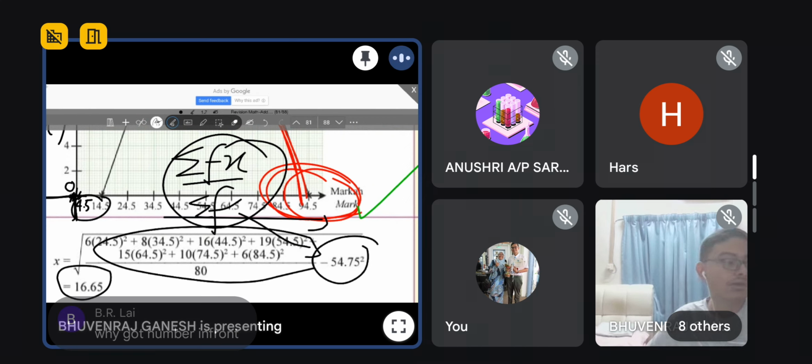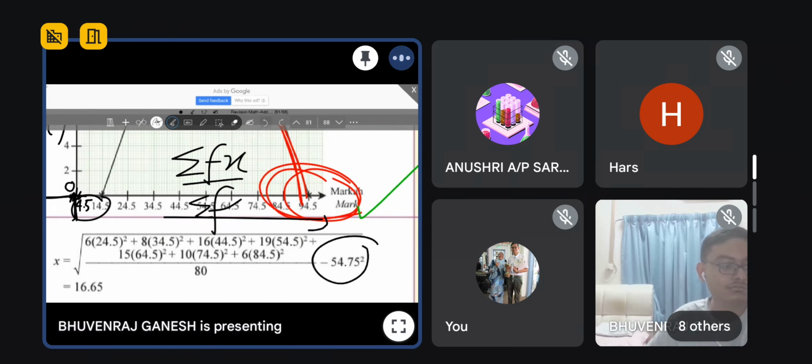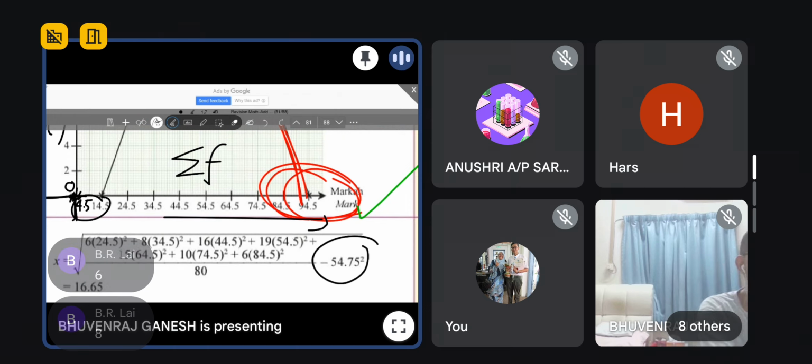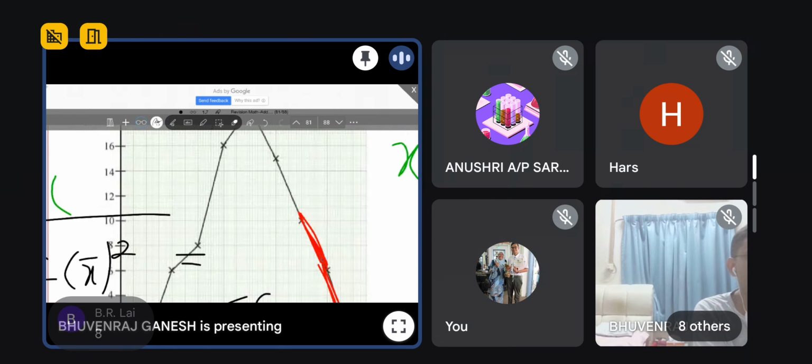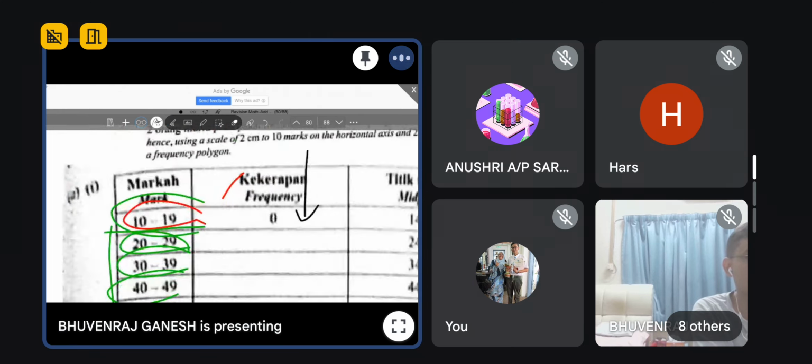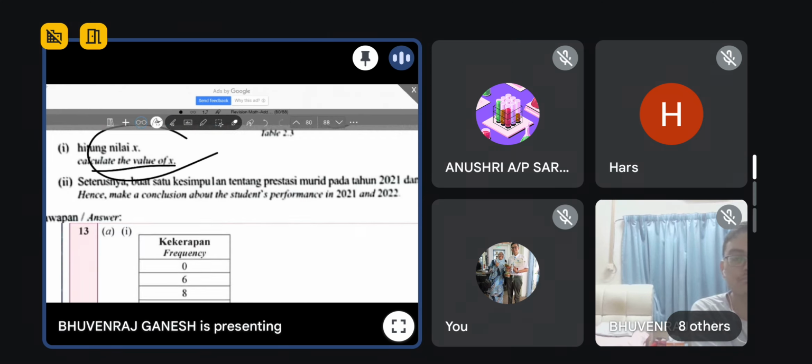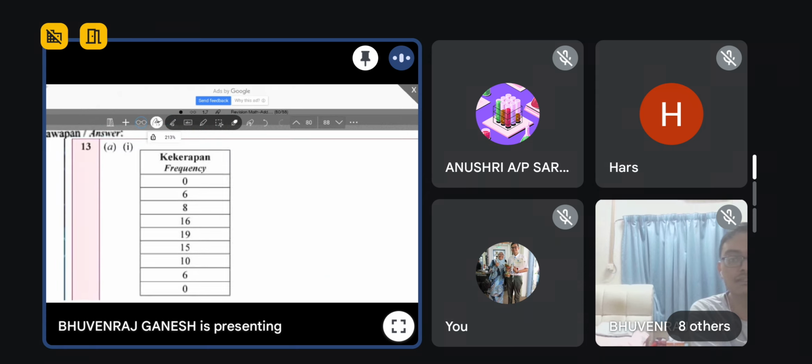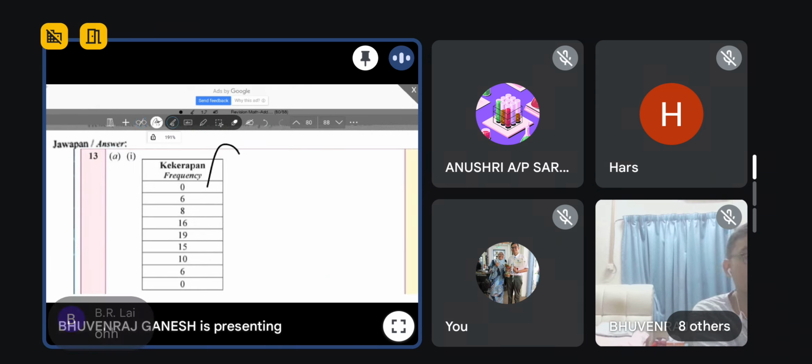Yes, Bowen. Why got number in front? Which one? Which number? 6. Oh, this is your frequency. From here, Bowen, these values. This table earlier you fill up, right? For question A1. This is your frequency.